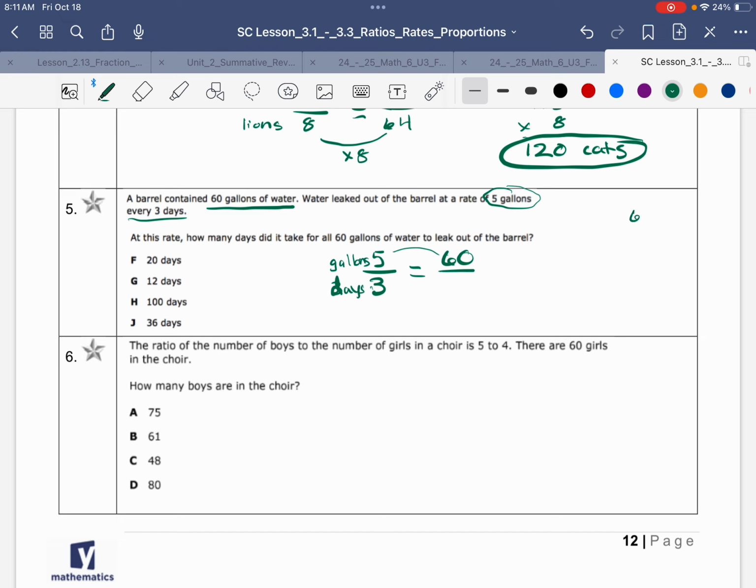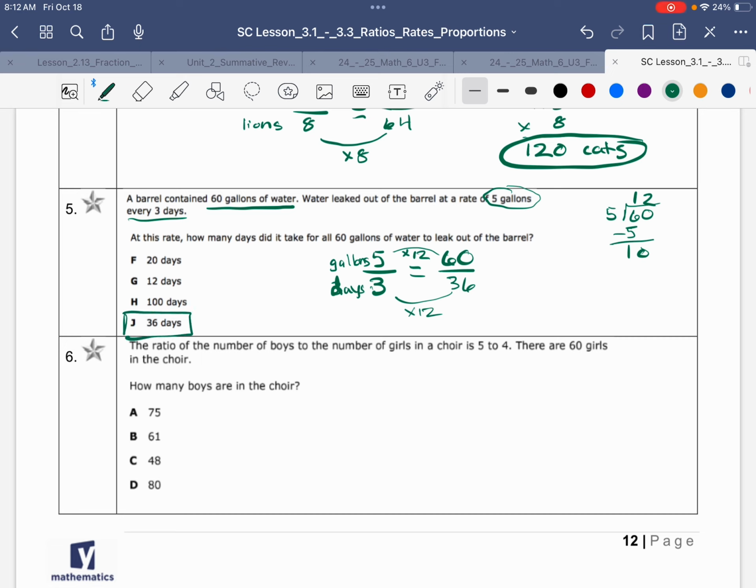What we can do is figure out what we are dividing by. So 1 here, that's times 12. 5 times 12. If you didn't know, I just wanted you to work it out, but a lot of us know 5 times 12 is 60. So you have to do the same thing on the bottom. So that would give you 36. So it took you 36 days.